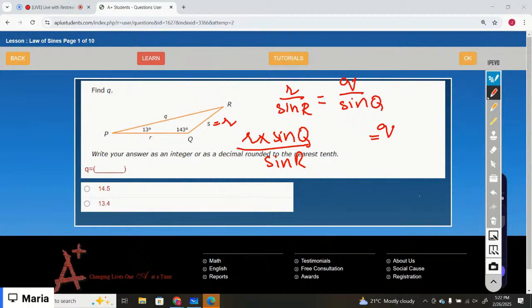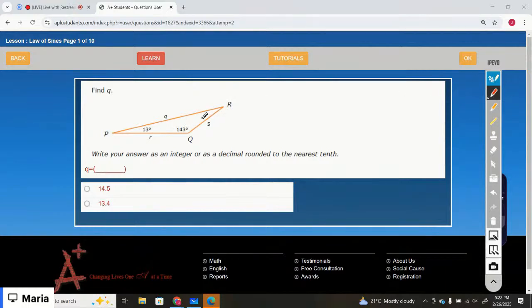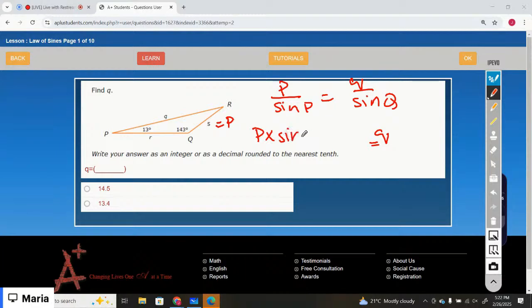Hold on, this is P. Sorry. P divided by sine P is equal to Q divided by sine Q. You need to calculate the side length Q. So that would be P times sine Q over sine P. Now let's put in the values. P is 5 times sine Q, which is 143, divided by sine P, which is 13.